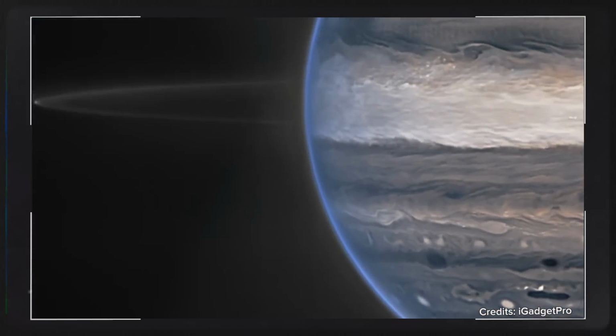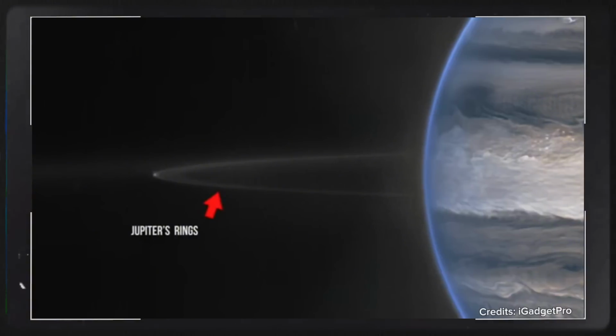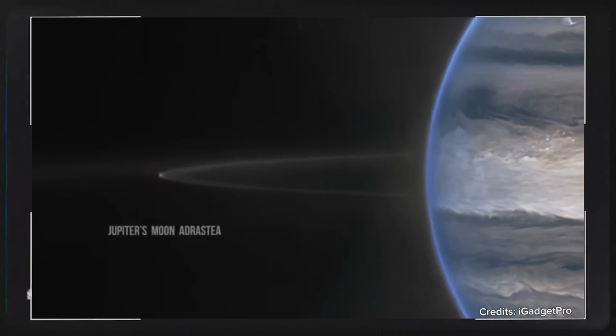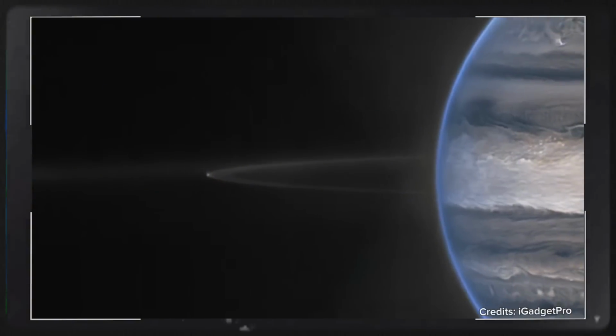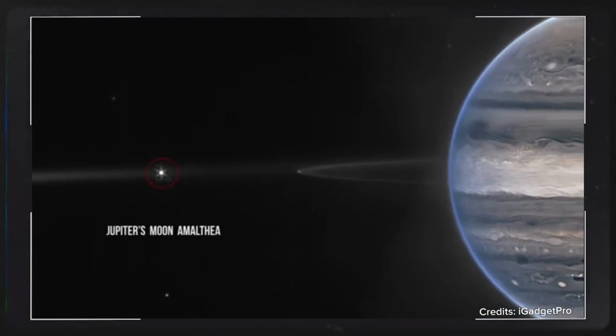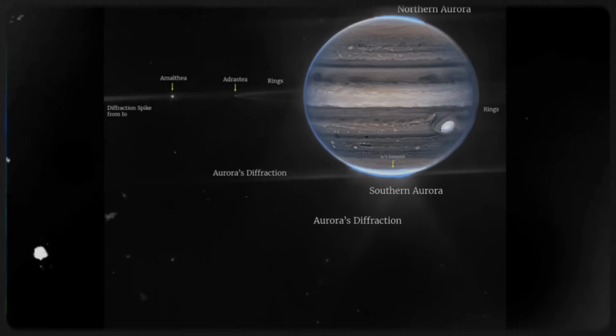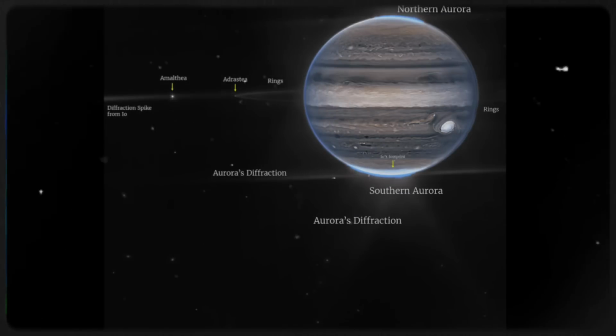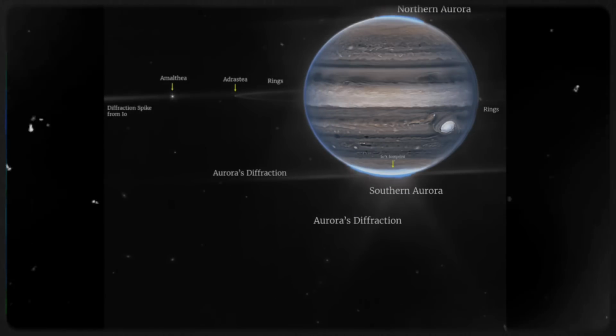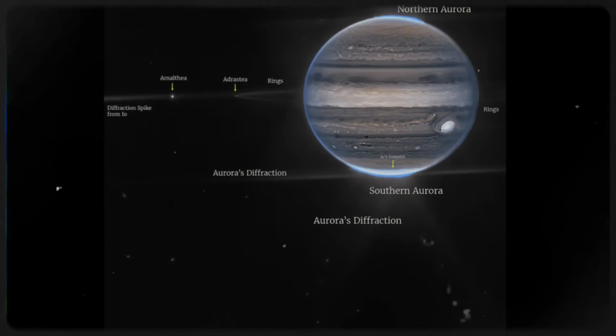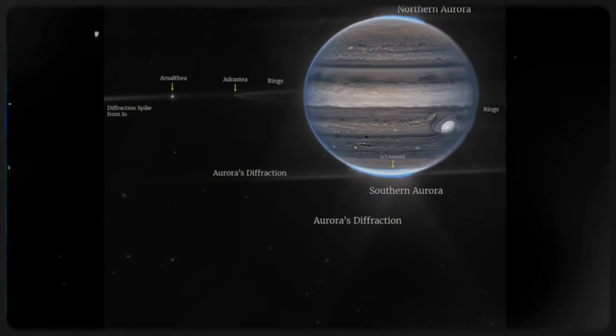Even the most seasoned astronomers were astounded by the extraordinary level of detail captured by Webb. The images not only highlight well-known features like the auroras and the Great Red Spot, but they also unveil the planet's faint ring system, which is usually hard to spot, as well as the tiny moons Amalthea and Adrastea, both of which are often overlooked.